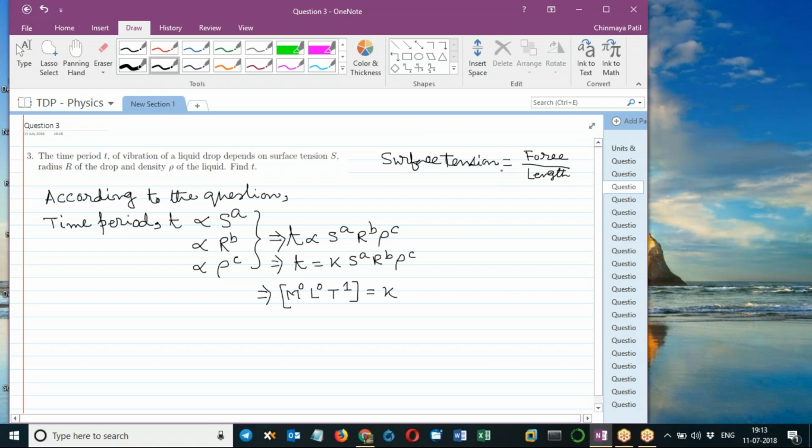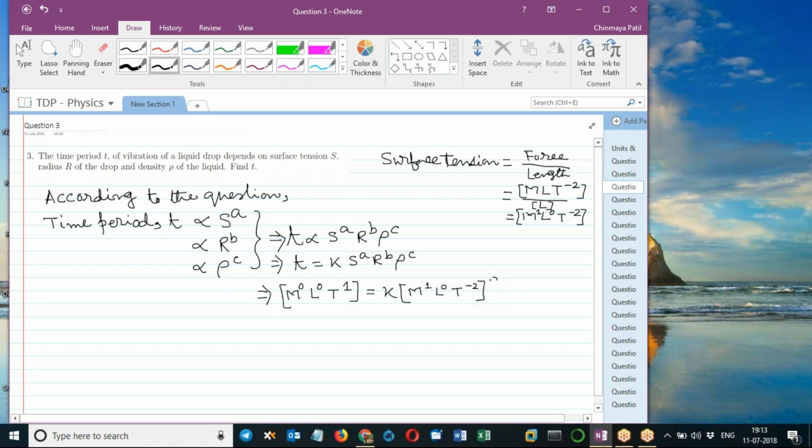If you divide it by length, then L power becomes 0, isn't it? Force is mass into acceleration, M power 1 L power 1 T power minus 2, divided by length. So it becomes M power 1, L power 0, and T power minus 2. All of you agree? Great. So in case of surface tension, we can write M power 1, L power 0, T power minus 2, to power a.